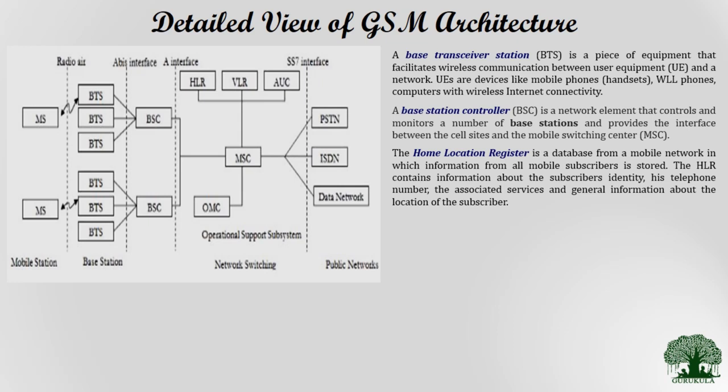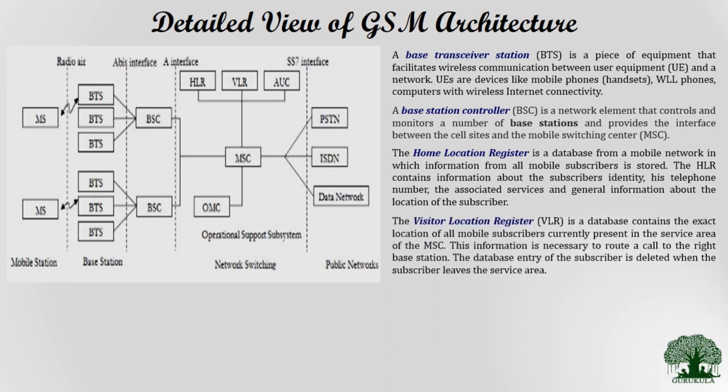The second component connected to the MSC is the VLR, which is abbreviated as Visitor Location Register. It is also a database, which contains the exact location information of all mobile subscribers currently present in the service area. This information is necessary to route a call. Without this information, I cannot identify where exactly the user is, and I cannot route the call to the intended user. So the VLR helps the entire algorithm trace out where exactly the receiver is, and thereby the routing carries forward.